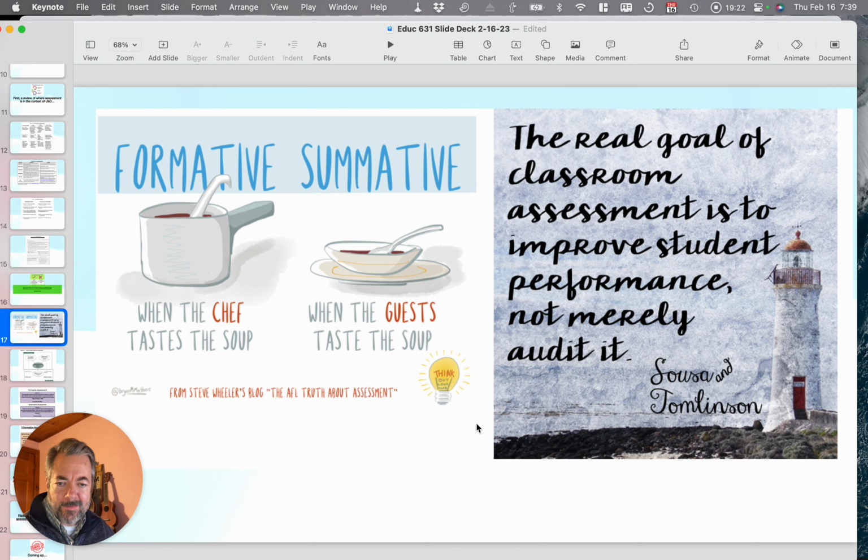An artist is the same sort of thing, like a visual artist. The quote on the right is kind of cool. The real goal of classroom assessment is to improve student performance, not merely audit it. Reminds me of a quote from Grant Wiggins when he was especially talking about over-assessment. He said, you don't fatten the calf by weighing it. Again, you don't fatten the calf by weighing it.